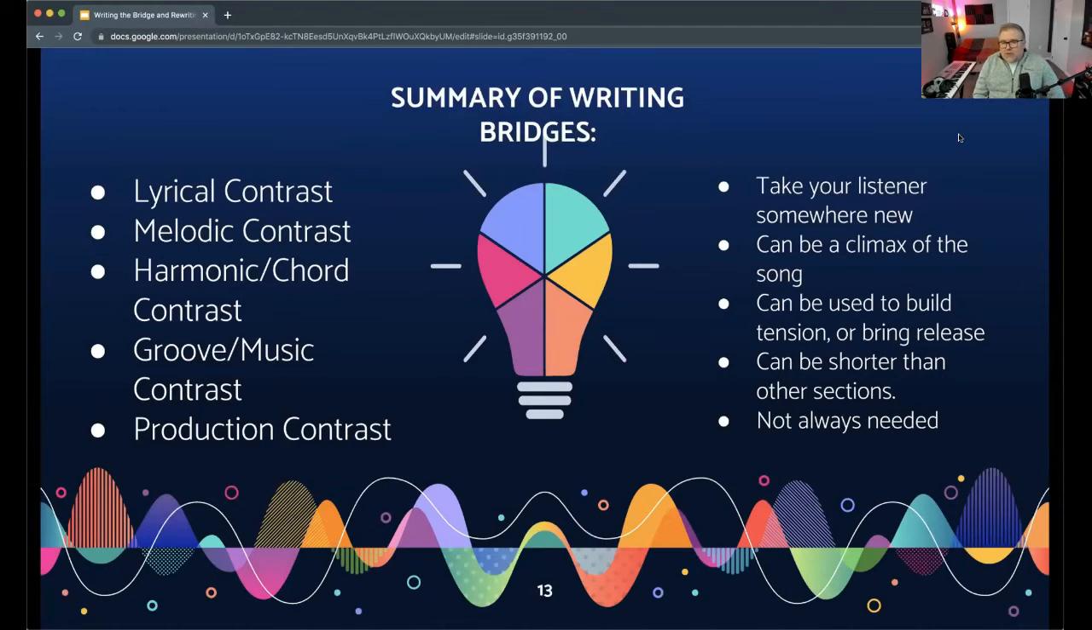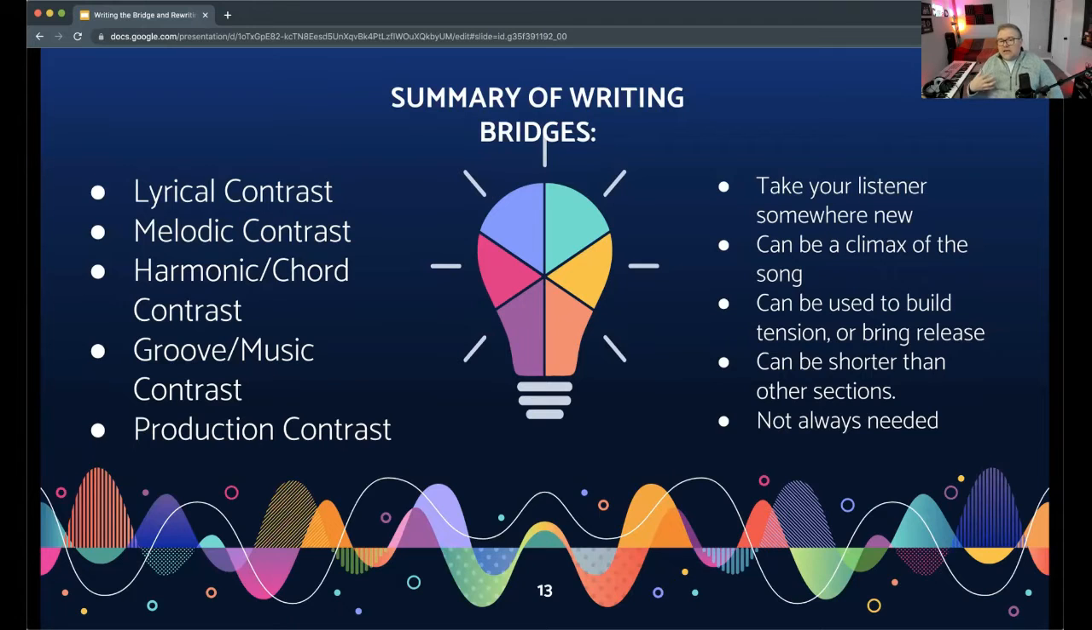So to kind of summarize bridges, there's lyrical contrast, or there should be lyrical contrast. There should be melodic contrast. You should try to use different chords to create that form of contrast. You can change the groove, the production. Again, take your listener somewhere new, and it can a lot of times be the climax of the song as well. Like it can sometimes be the high point that it leads up to.